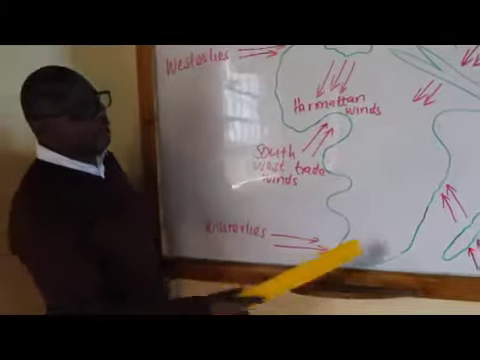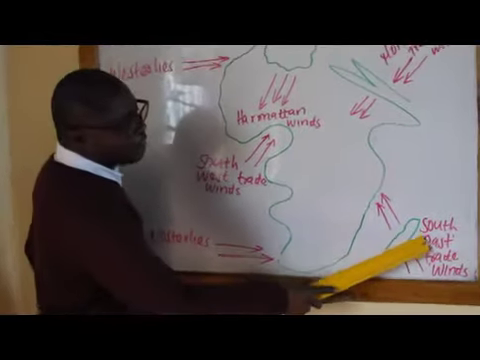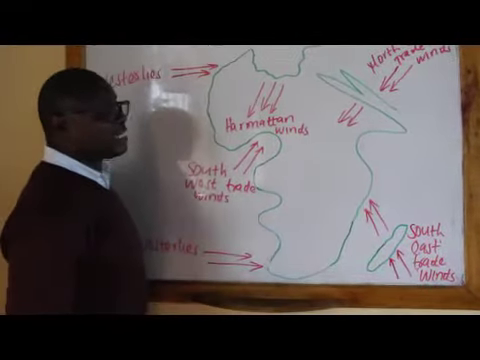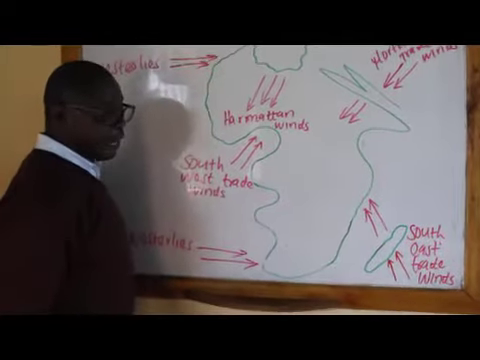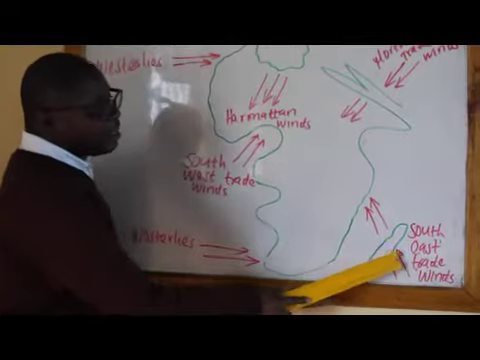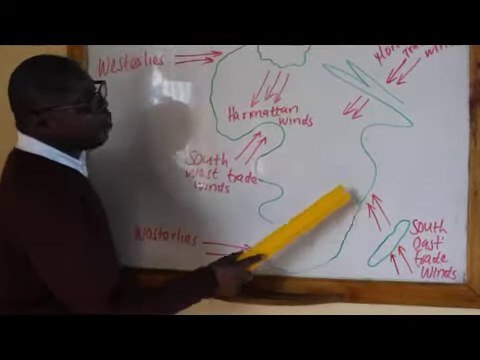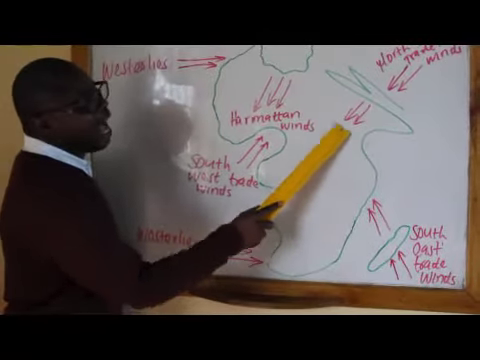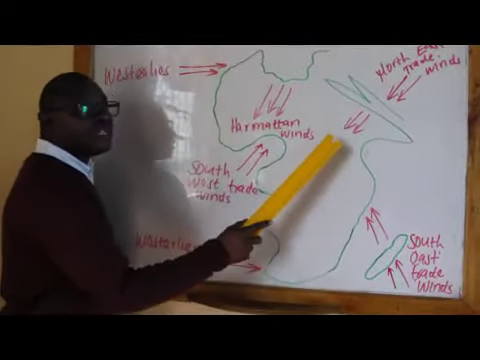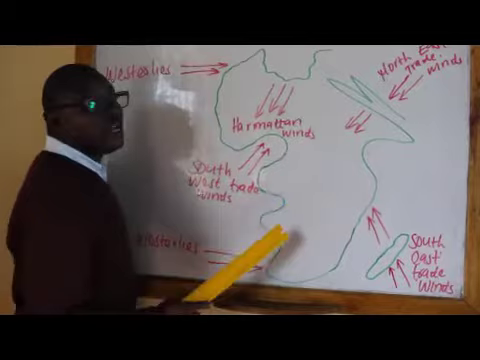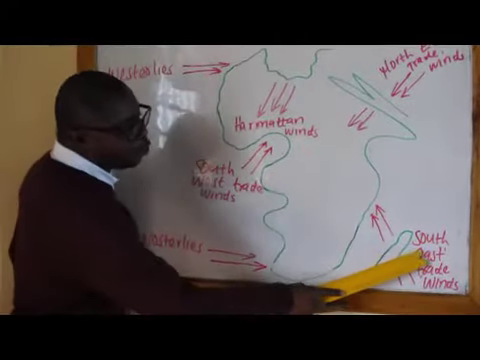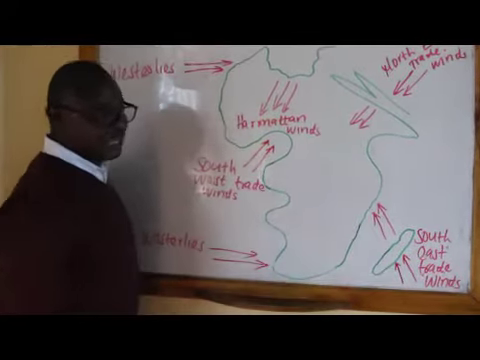Now, allow me to talk about another wind known as southeast trade winds. As I said, these winds blow from the southeast of Africa. These winds are responsible for causing long rains in East Africa. The Eastern Africa region receives long rainfall because of the southeast trade winds.